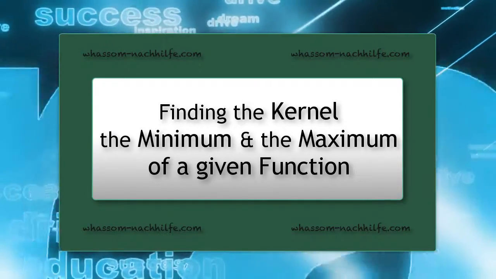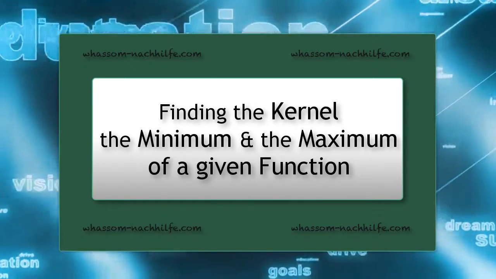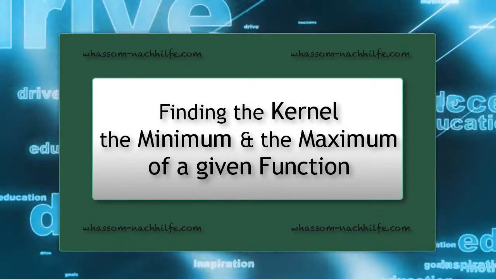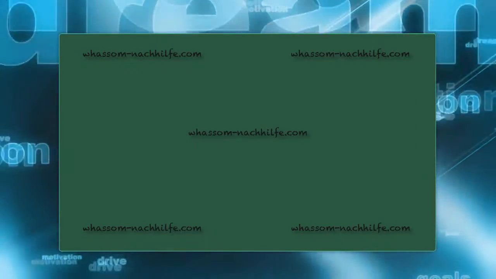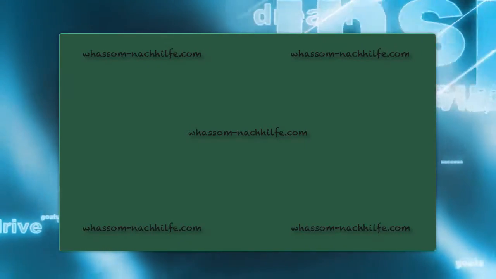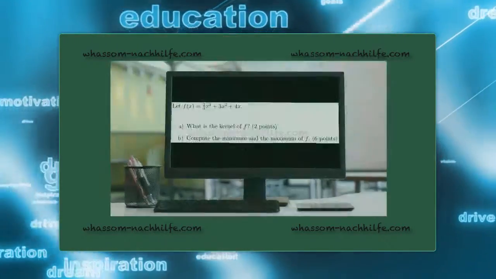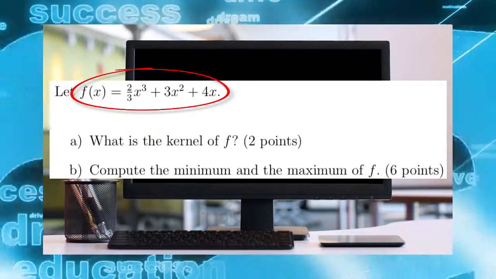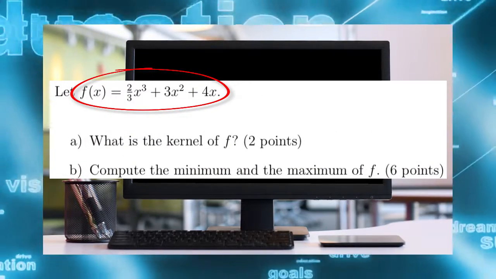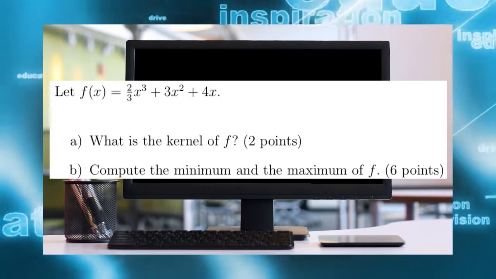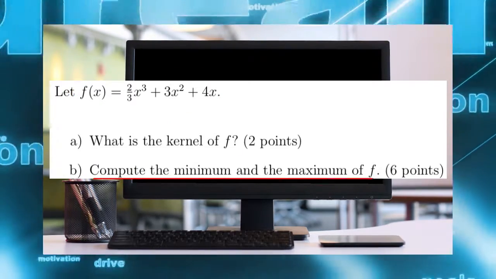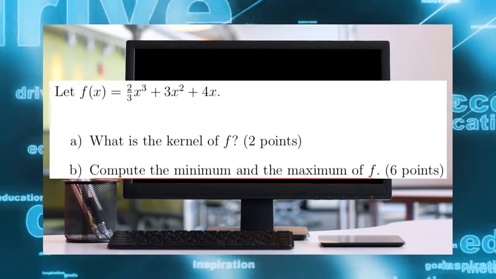Well, welcome. In this video, we are going to be finding the kernel, the maximum and the minimum of a given function. So let f of x be the function equal to 2/3 of x cubed plus 3x squared plus 4x. What we want to do here is to find the kernel of x and then compute its minimum and maximum.